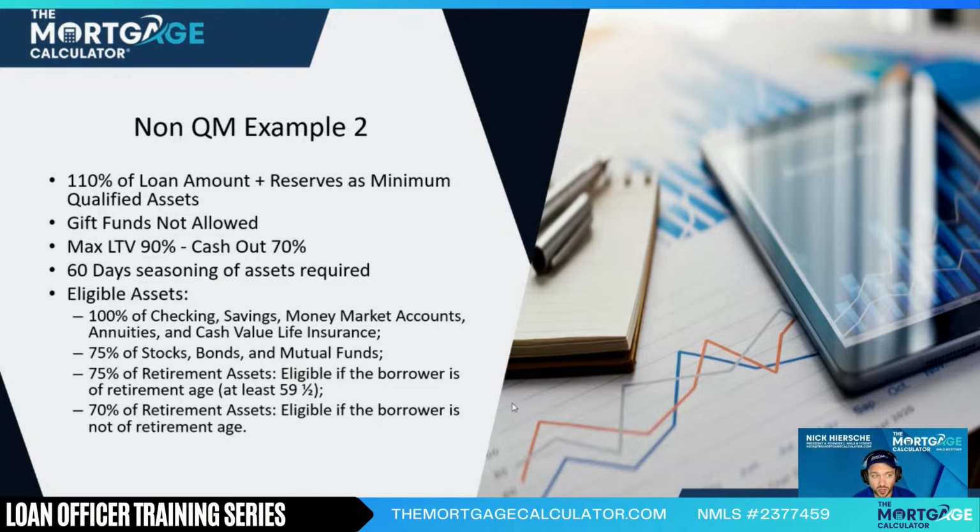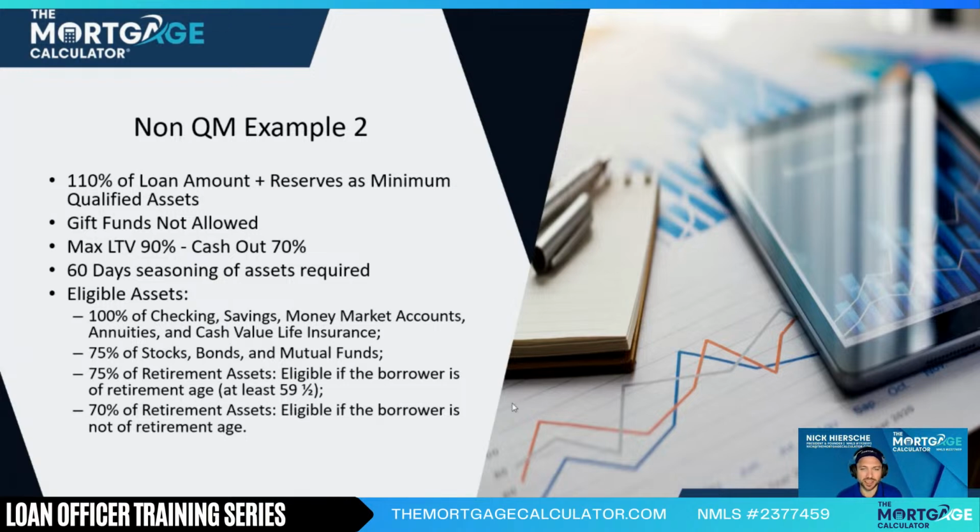75% of stocks, bonds, mutual funds. Usually those are kind of considered cash because they're pretty liquid. But this program does chop them down a little bit to 75%. We're going to use 75% of retirement assets eligible if the borrower is retirement age. So if they're able to withdraw, then you use 75. If they're not able to withdraw, they'll be 70%. So that's the bottom one. So 70% of retirement assets if they're not of retirement age. So again, to factor in that penalty.